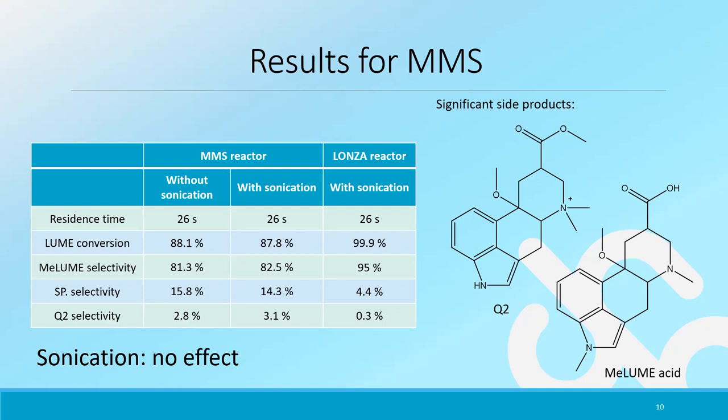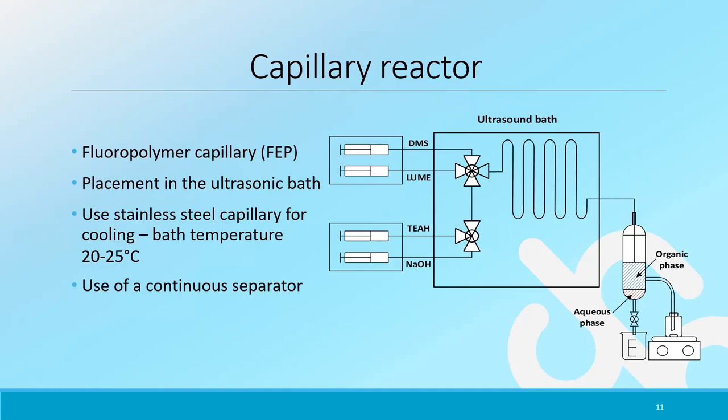So I tried a different approach. I know from the Lonza reactor that the sonication of the output capillary, which was fluoropolymer, was very positive. So I built my new reactor only from fluoropolymer capillary, and I placed it in the ultrasonic bath, and I used stainless steel capillary for cooling, at a temperature of about 20-25 degrees. And for the first time, I use a continuous separator.